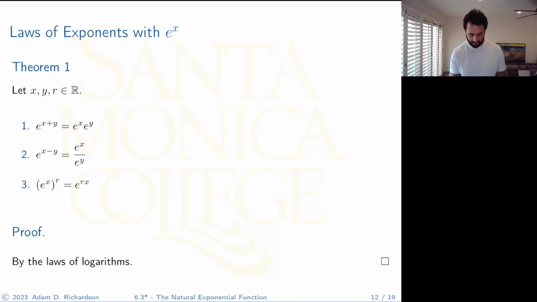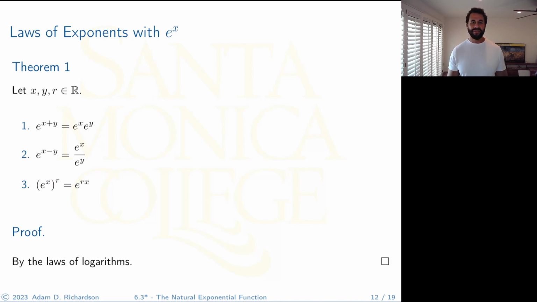So if you have a sum in the exponents, you can write it as a product, e to the x times e to the y. If you have a difference in the exponent, you can write it as e to the x over e to the y. And when you have an exponent raised to a power, it becomes a product. There we go. That's it.